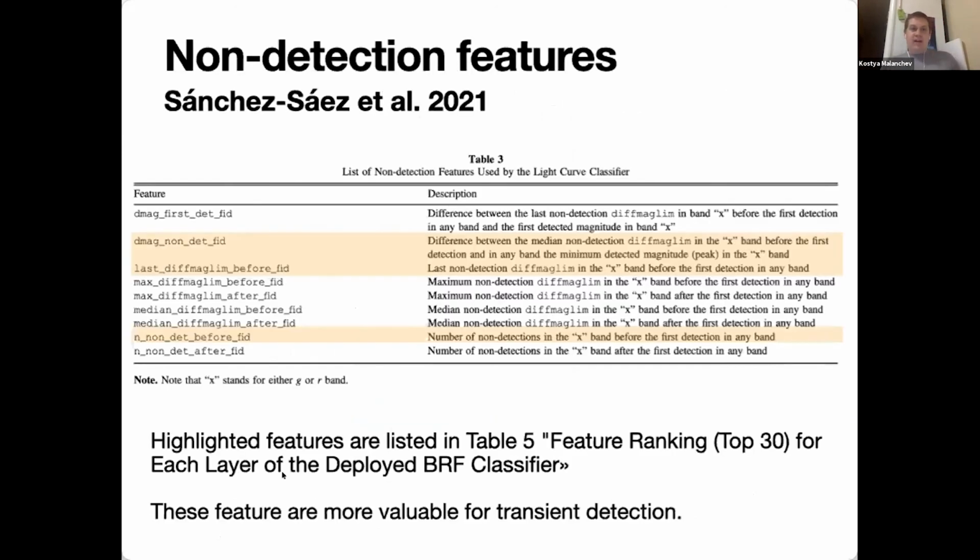Next, I would highlight non-detection features. I know that they are mentioned in the document, but it is worth highlighting because Aller's papers show that they are really useful for transient detection, at least these three highlighted features. And we probably should have some non-detection features in alert packages as well.